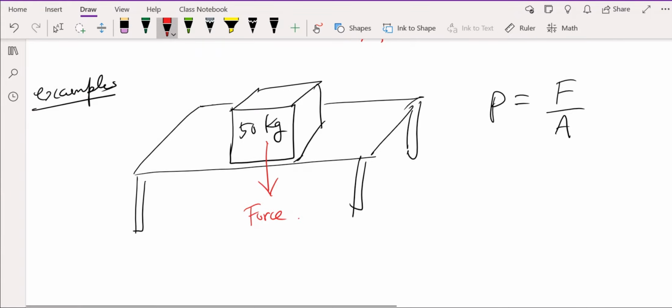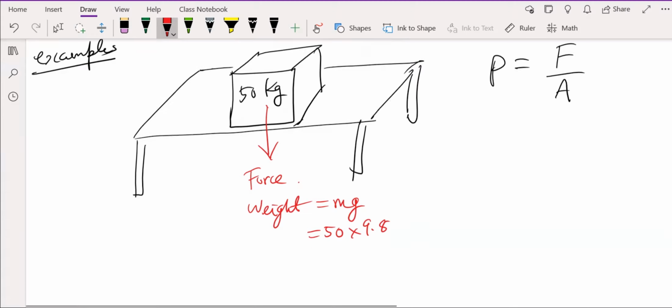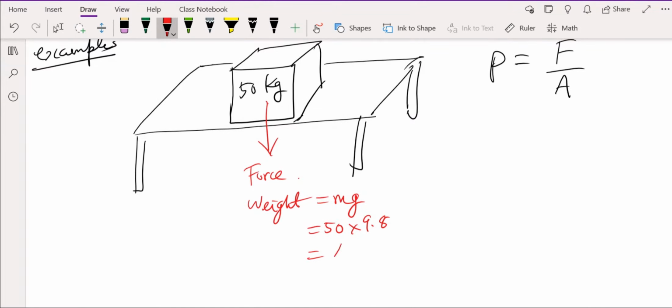What force is that? Gravitational force, which is the weight. You can't use 50 for force. You need to find out how much force that 50 kilogram is going to offer. So weight is equal to mass times gravity. So mass is 50 and gravity is 9.8. And so it is 490 newtons. So we got the Newton part of it.